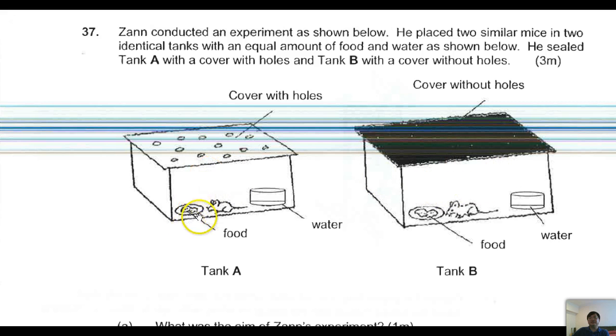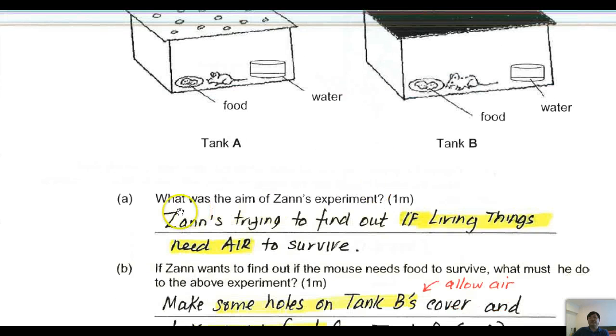It's sufficient air. There's food and water. There's only food and water over here. Okay, so he sealed tank A with a cover with holes and tank B with a cover without holes. Next, what was Zen trying to find out in the experiment? So everything is the same except for the air. So Zen is trying to find out if living things need air to survive. Okay, the purpose is air for survival, not air for maybe blowing balloons or so, but air for survival. Okay, that's something you need to write down.